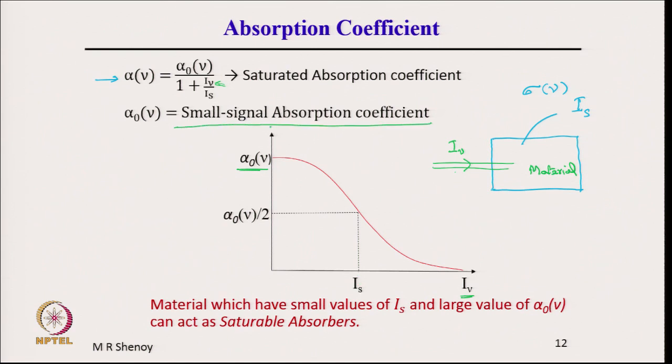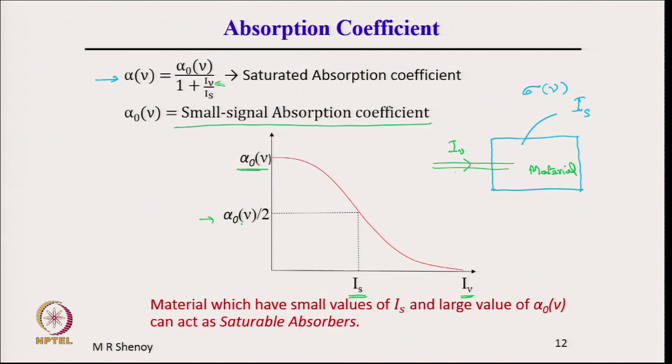If the intensity of the radiation I_nu increases, then in the denominator I_nu becomes more, and therefore, when I_nu becomes comparable, for example, when I_nu equals I_s, then we have alpha of nu equal to alpha_0 by 2, that is half. This also is the definition of I_s. The saturation intensity is the intensity of the radiation at which the absorption coefficient drops down to half of its value. That is the saturation intensity.